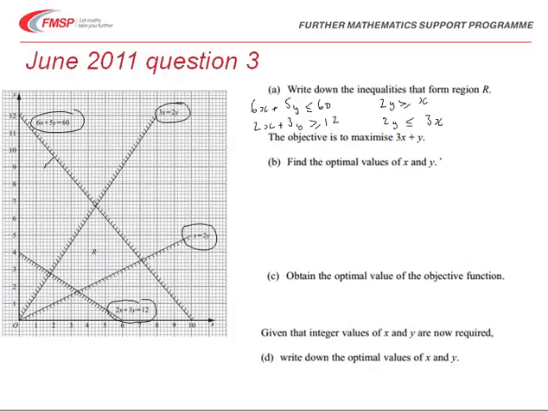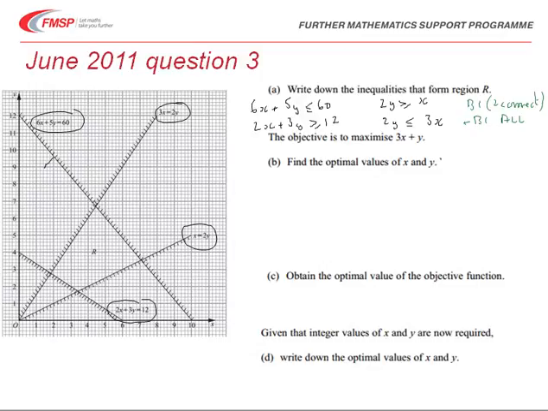So 4 inequalities there for our region R, and the marking was to give B1 if there were 2 correct, and a second B1 for getting them all correct.